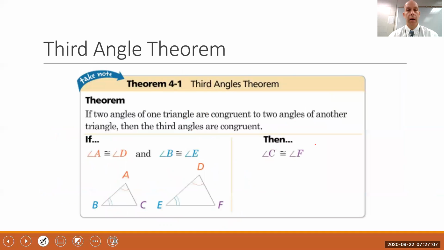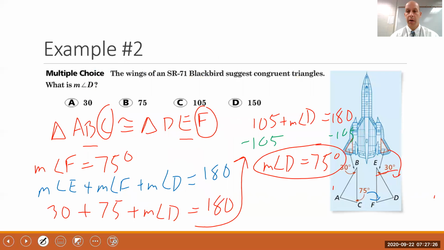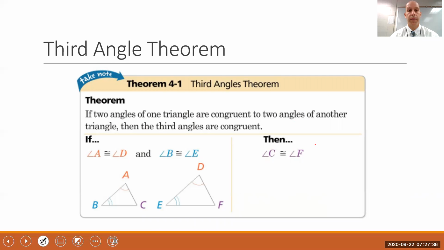congruent. All right, so here's our final comment today, which is the third angle theorem. And here's what the theorem says. If two angles of one triangle are congruent to two angles of another triangle, then their third angles are congruent. We kind of saw that on this last one. We saw that if this angle was 30 and 75, and this angle was 30 and 75, well, it turns out that angle A and angle D are going to be congruent as well.